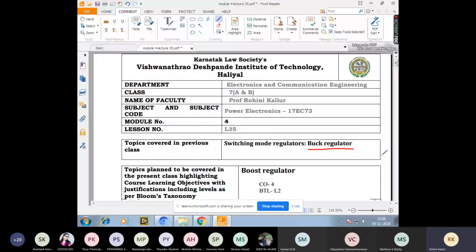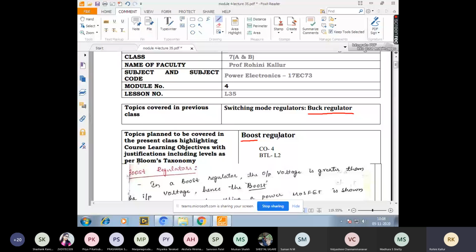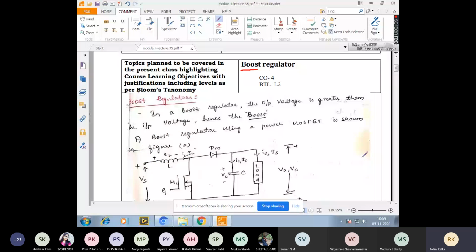In the same way, today we have the next regulator, which is called the boost regulator. By the name boost, it indicates that the output voltage will be more compared to the input voltage. There will be a boosting in the output voltage compared to the input voltage supplied to the device. So this is a boost regulator. With this we have a circuit, two modes, and the corresponding output waveforms.